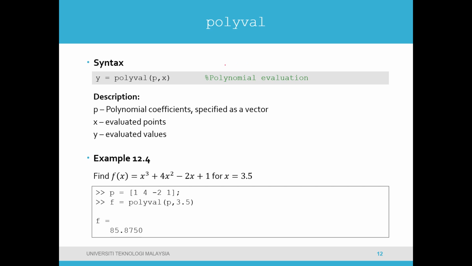Polyval is actually polynomial evaluation. So what is Polyval? How can I explain this? Basically, with Polyval you have a polynomial here and you evaluate each point. I give you an example here to make it easy for you to understand.